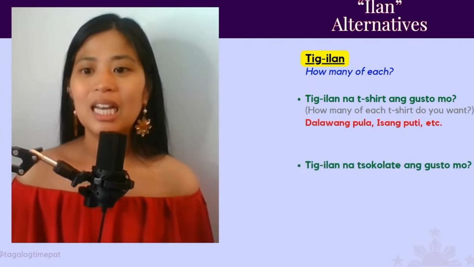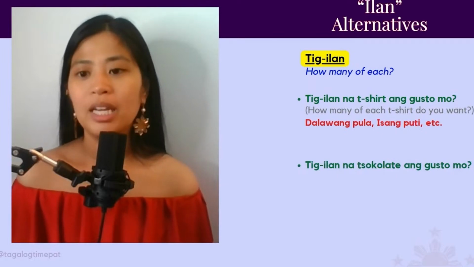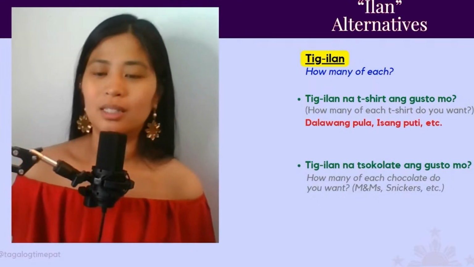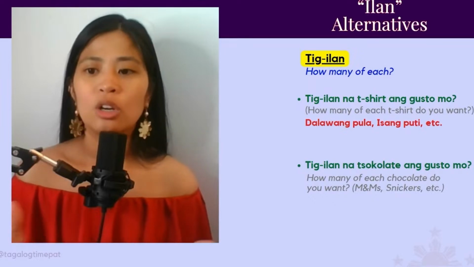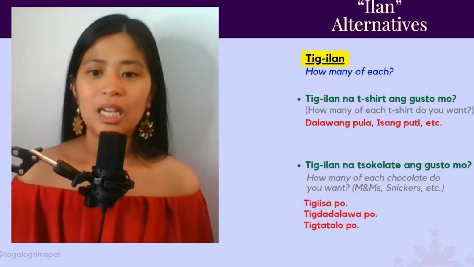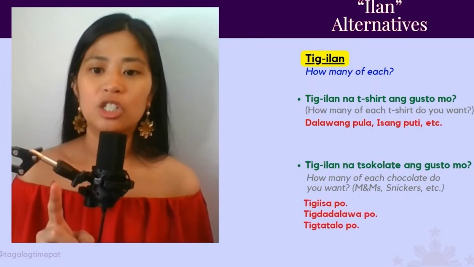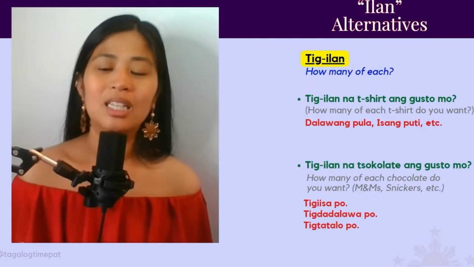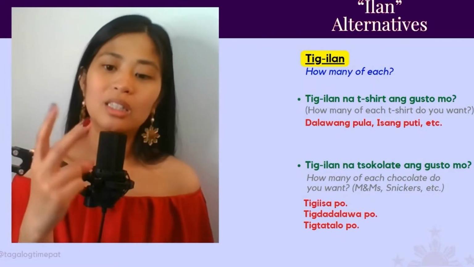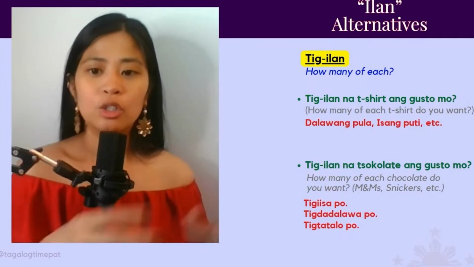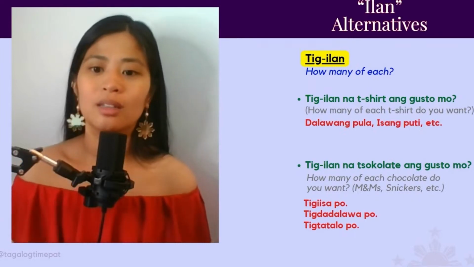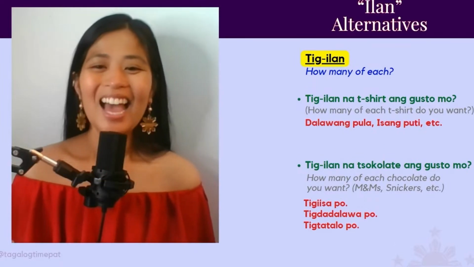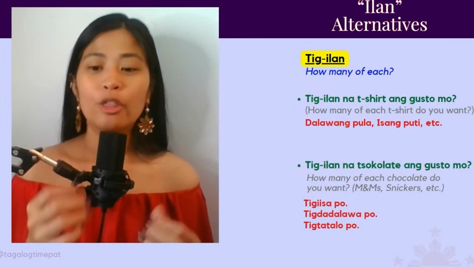Another example, tig-ilan na tsokolate ang gusto mo? How many of each chocolate do you want? So, for example, if there are M&Ms, Snickers, Twix, and so on. You could say, tig-iisa po. I'll take 1 of each. Tig-iisa. 1 M&M, 1 Snickers, 1 Twix. Or tigdadalawa po, 2 of each. 2 M&Ms, 2 Snickers, 2 Twix. And then tigtatatlo po, 3 of each.